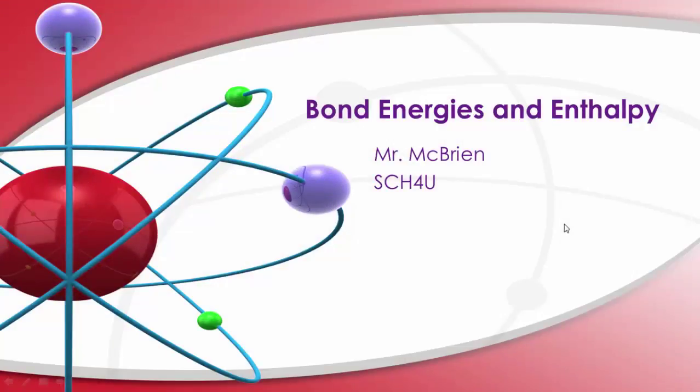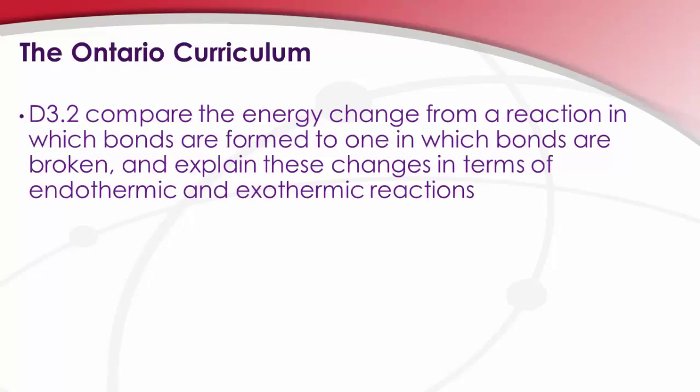I'm Mr. McBrien. This is SCH4U, bond energies and enthalpy. The Ontario curriculum would like for us to be able to compare the energy change from a reaction when we think about the bonds that are formed versus the ones that are broken. And we need to be able to explain these changes in terms of endothermic and exothermic reactions. And this is what we're going to do today.